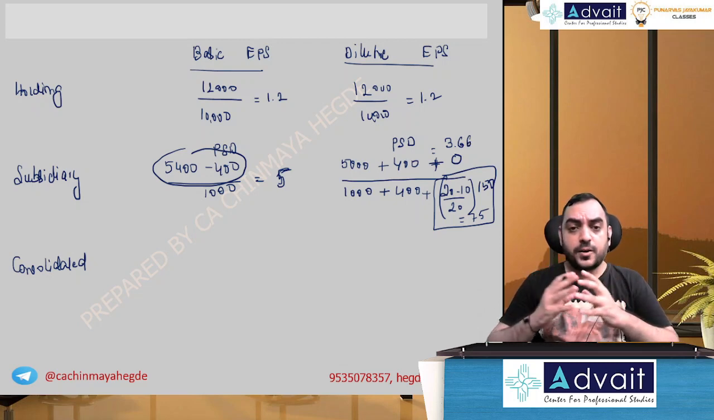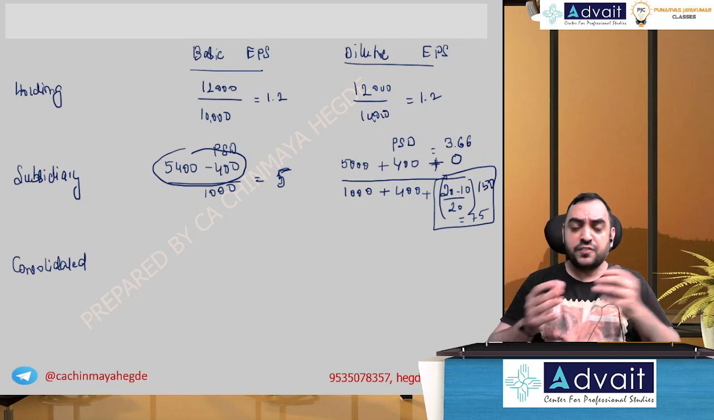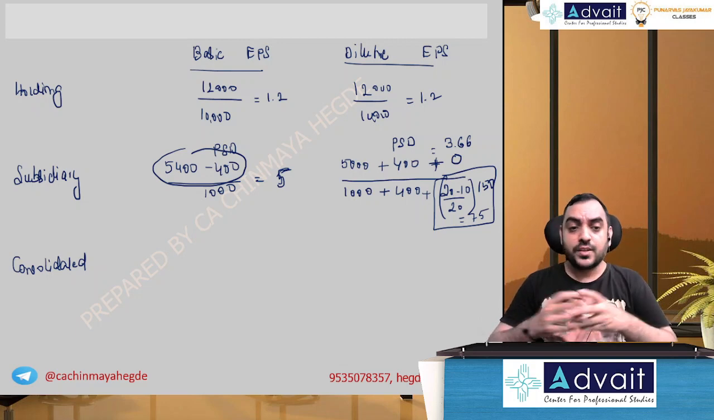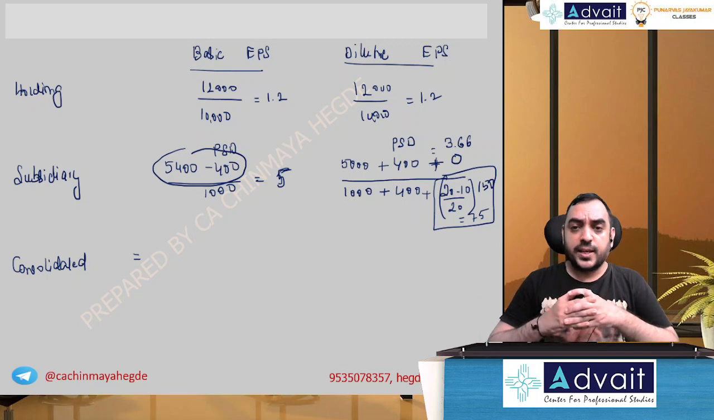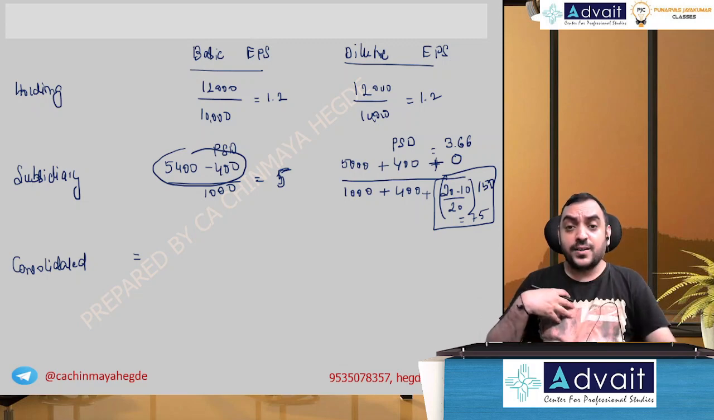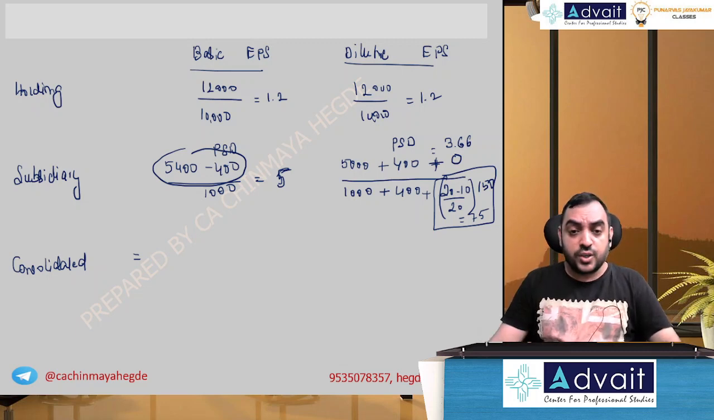Regarding the basic EPS and dilutive EPS for holding company and subsidiary company, now come to consolidated financial statements, basic EPS. How much earnings should we take? The holding company's profit plus the profit receivable from the subsidiary company, the holding company share. NCI share will not come here, only the holding company share. So how much will be the holding company share profits if I calculate?